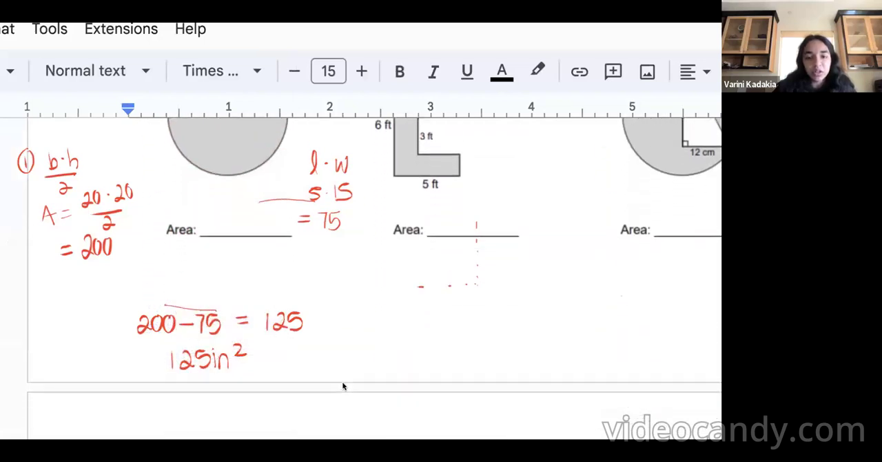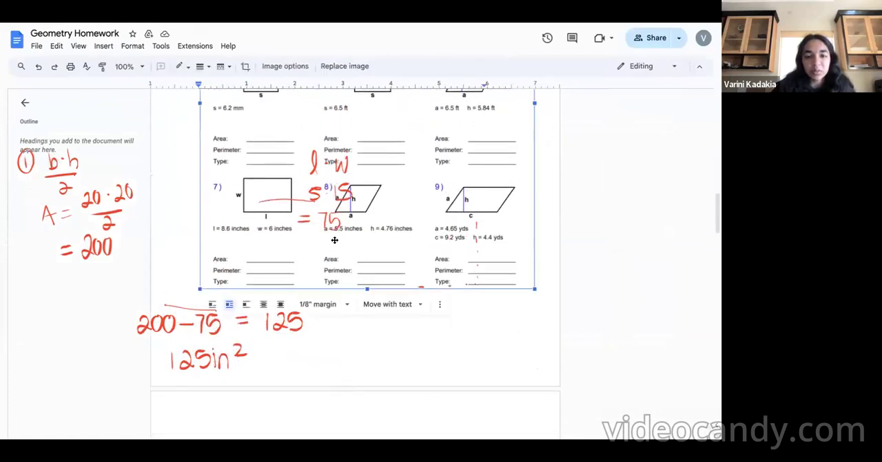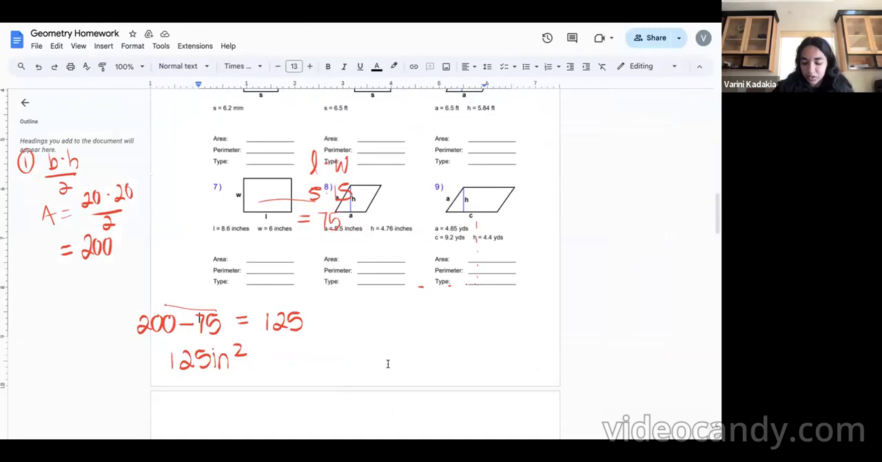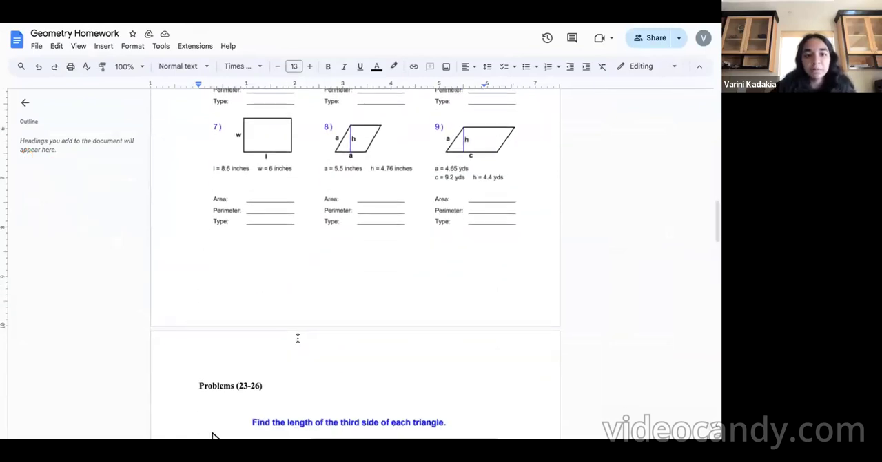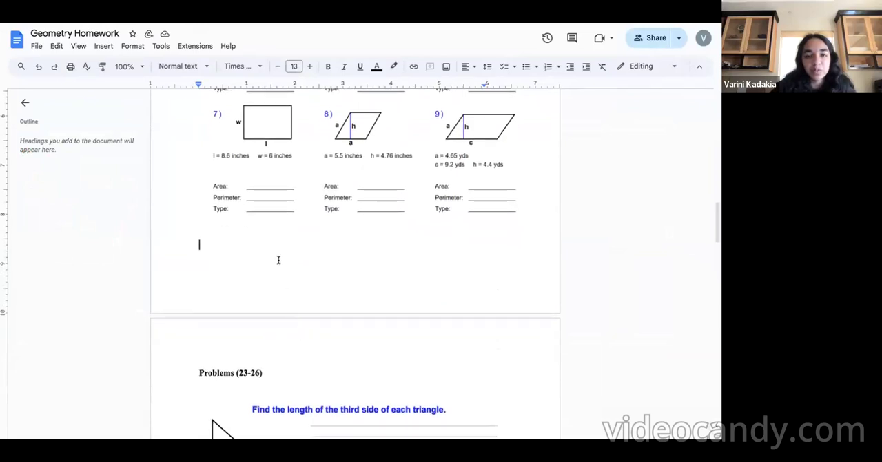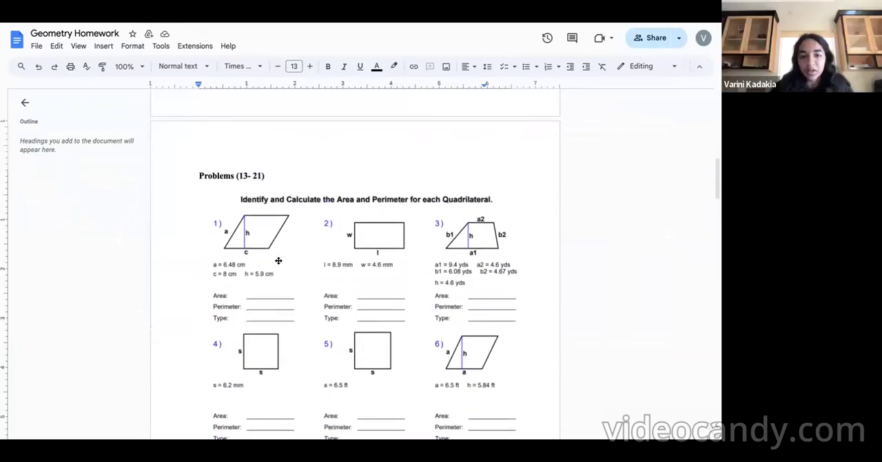I know it might be hard to write on this document because these are pictures. So feel free to write your answers below. So just try your best. If you have any questions on homework, we can go over those in class as well. So if you have any questions, you can either message me on the Google Classroom or just ask your question before class. That works as well.